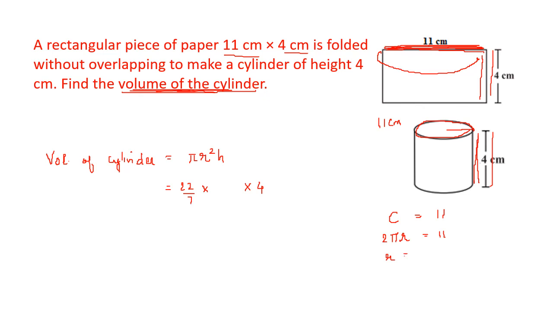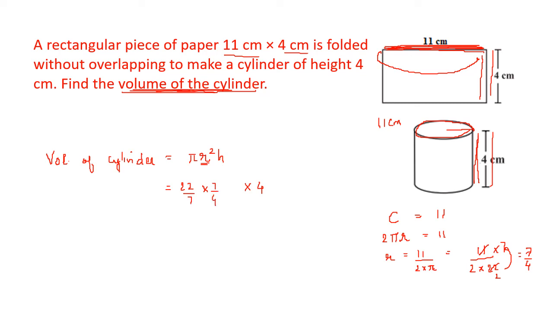So r is equal to 11 upon 2 pi. So we'll write this 11 upon 2, and pi is 22 upon 7. 7 goes on the top, so it comes over here. We got 11 ones are 11, 11 twos are 22. So the radius is 7 upon 4.